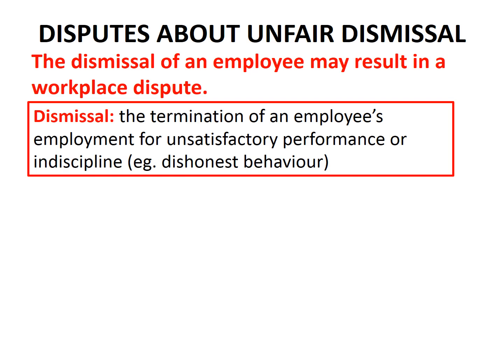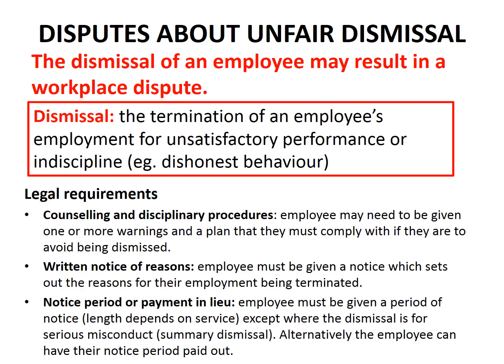For an employer to dismiss an employee, the employer must follow 3 steps. The first step is that the employer must counsel the employee and follow any applicable disciplinary procedures. At least where an employee is being dismissed for unsatisfactory performance, it's important that the employer has given the employee 1 or more warnings, together with a plan that the employee had to comply with to avoid being dismissed. The purpose of this plan is to enable the employee to take action to rectify their unsatisfactory performance and therefore to avoid dismissal if they can.